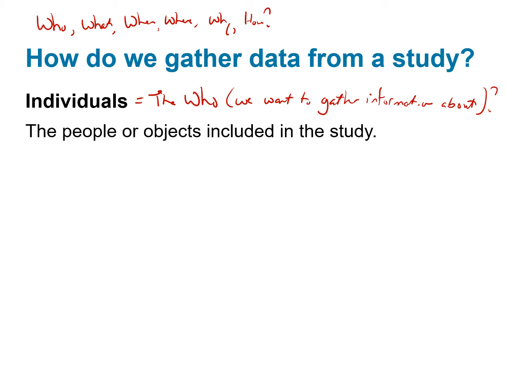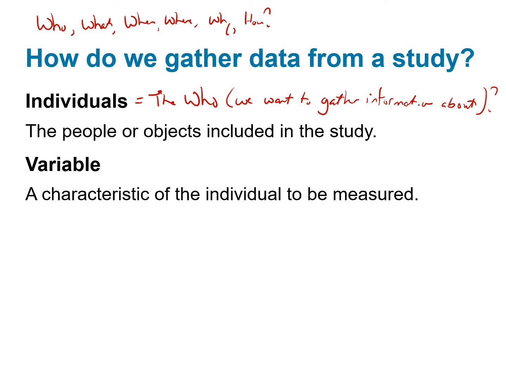I say objects because normally when you hear individuals, you think of people, but it doesn't have to be a person. You could be doing a study on which car color is most popular, for example, and in that case, your individuals would be the cars that you're looking at. So individuals do not have to be people. The individuals are who you want to study, or what you want to study. The variables, this is your what.